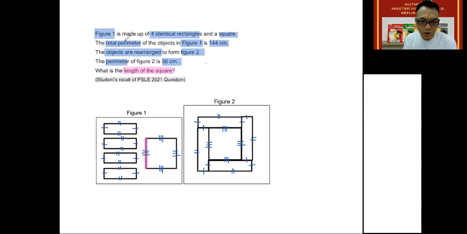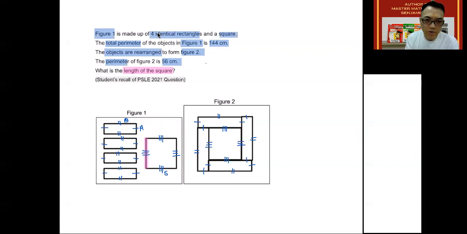The question says that the total perimeter of the objects in figure 1 is 144 centimeters. Okay? I'm going to call each of these shorter sides A, each of the longer sides of the rectangle B, and each of the sides of the square S. So, how many of A's are there in figure 1?